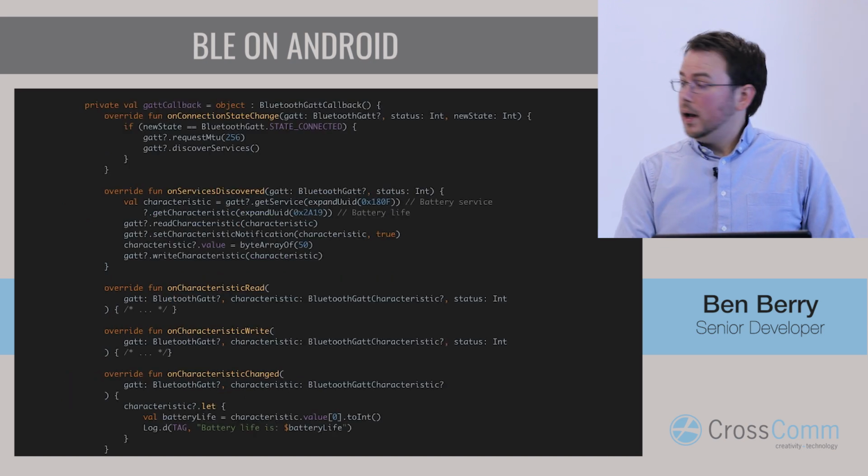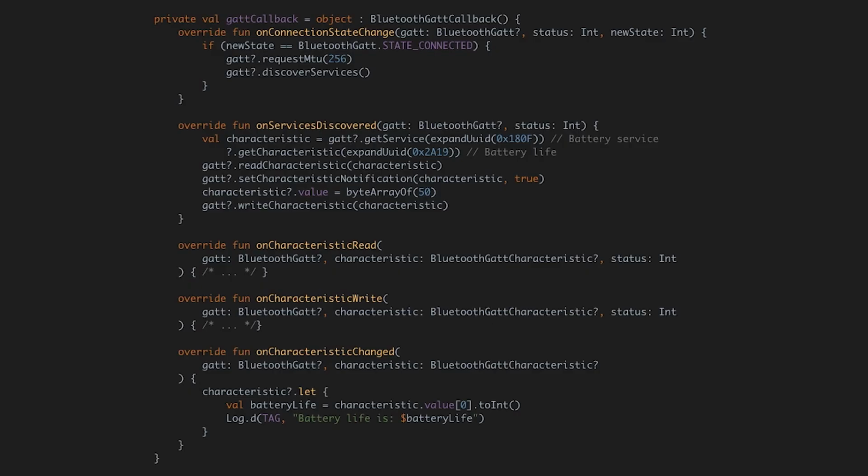I know that this is quite a lot of text, but we'll be on this slide for a little while, so we'll work through it. Just like the last one, this is an anonymous object. It implements the Bluetooth GATT callback abstract class.